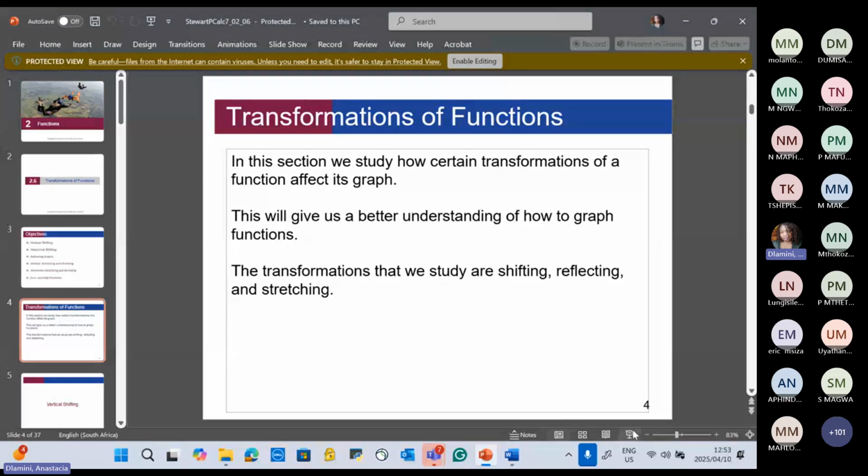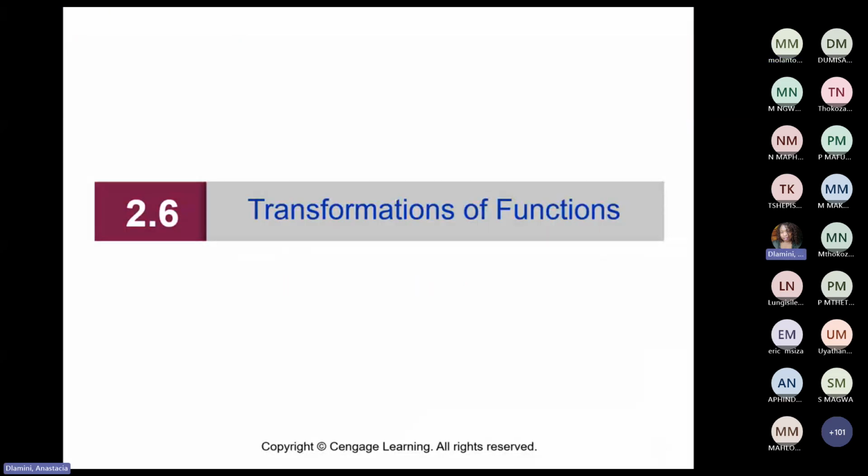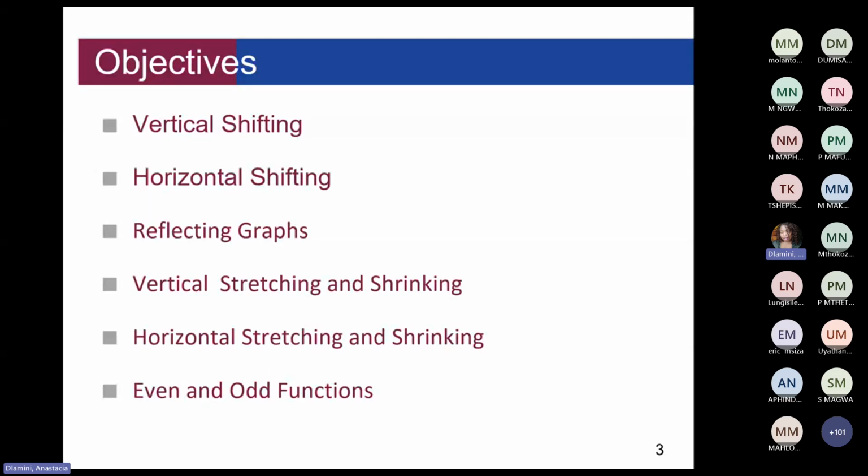We are here where it says 2.6 Transformation of Functions, objectives. By the end of this section, you have to know what vertical shifting, horizontal shifting, reflecting graphs, vertical stretching and shrinking, horizontal stretching and shrinking, and even and odd functions are.